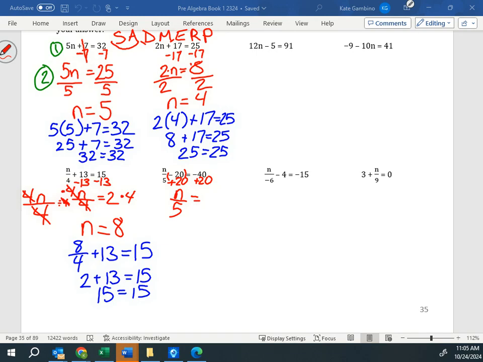Kathy? Negative 20. It is super important that we remember to bring down those negative signs, right? Because negative 20 is a very different number than 20. What's my next step? Grant, what should my next step be?